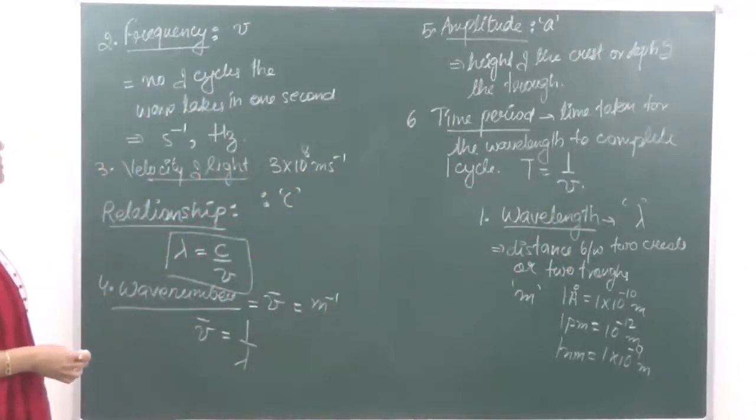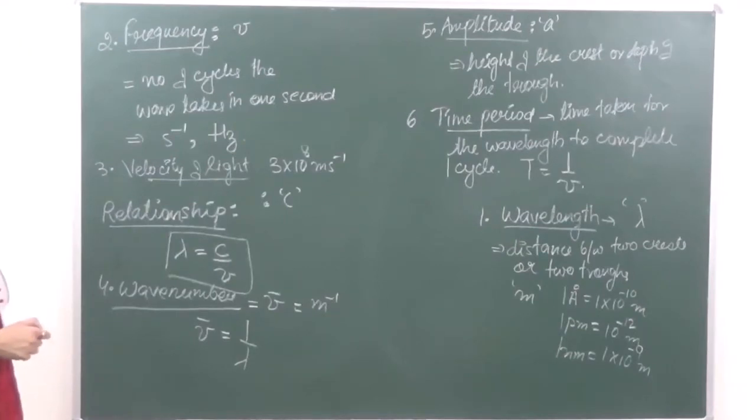Right? So we've done 6 characteristics of a wave. The first one is lambda, wavelength, distance between 2 crests or 2 troughs. The second one is frequency, number of cycles the wave takes in 1 second. Then the velocity of light. Velocity of light, whether we are talking of in material medium or of vacuum, has almost the same value. There is very slight difference; in vacuum it travels with the speed of 2.8 to 2.9, so it is almost the same speed.